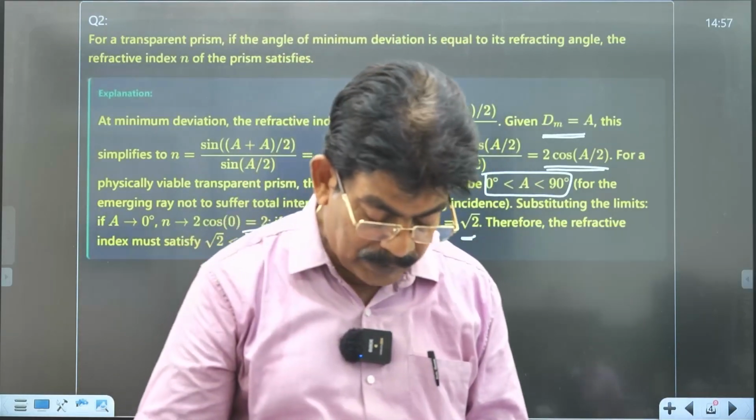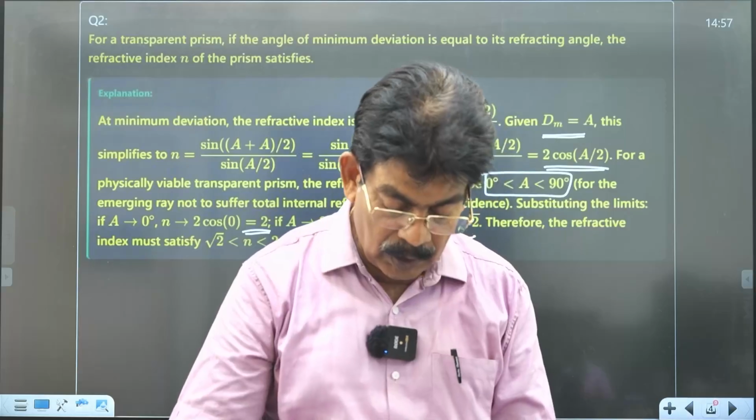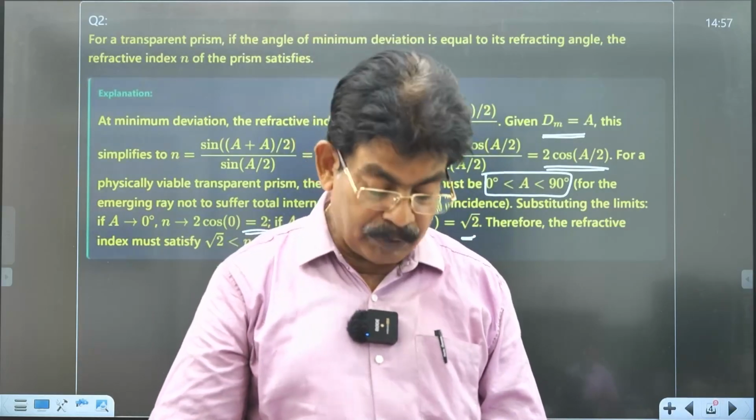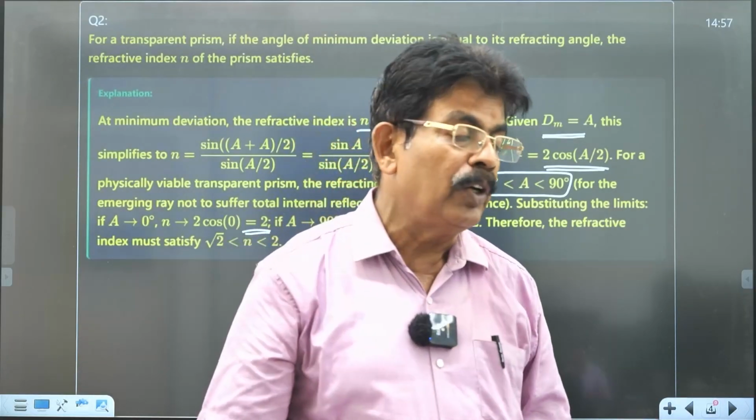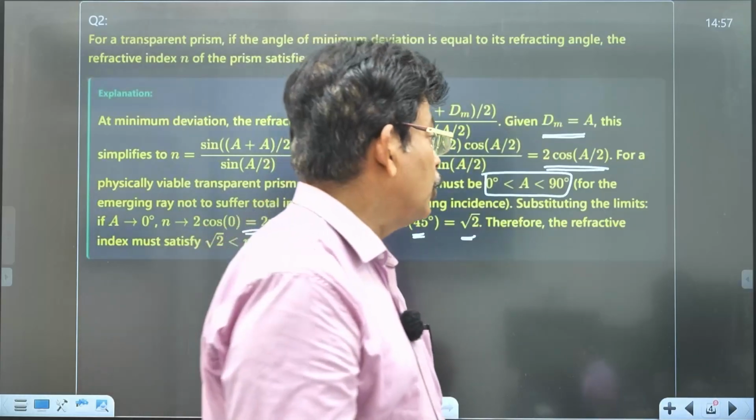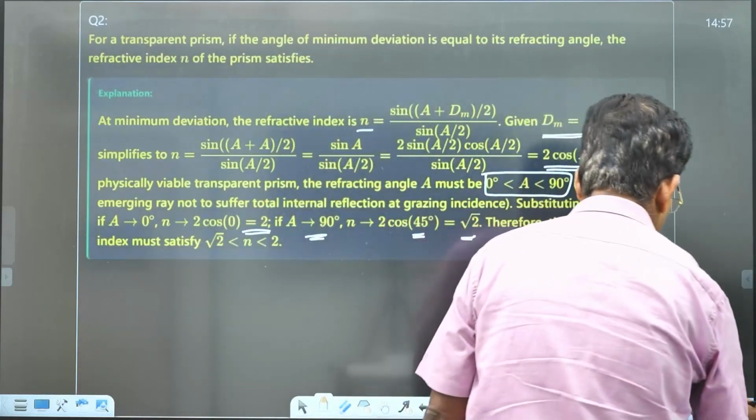Maximum value of refractive index possible is what? 2. So your option is the one in between root 2 and 2. In between root 2 and 2. We go to the next question.